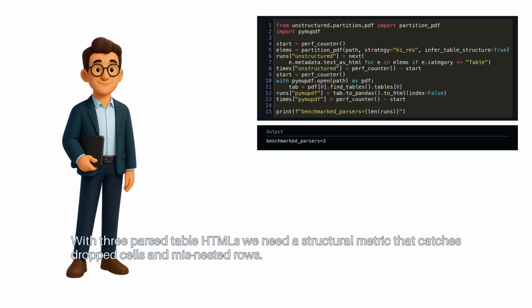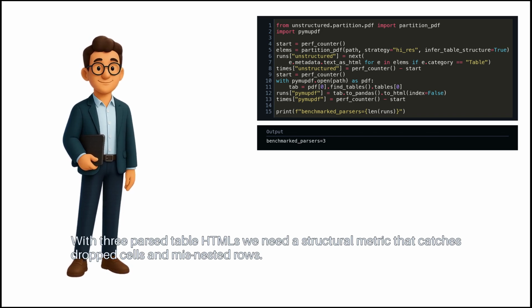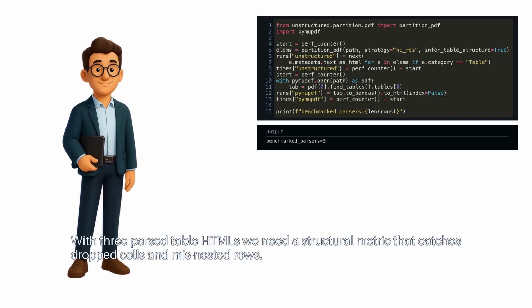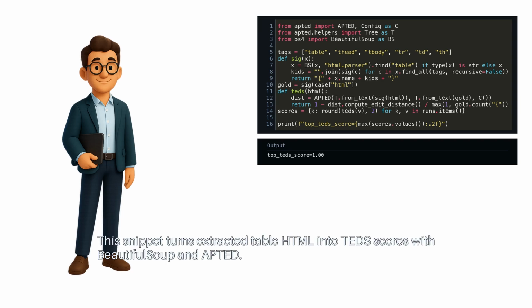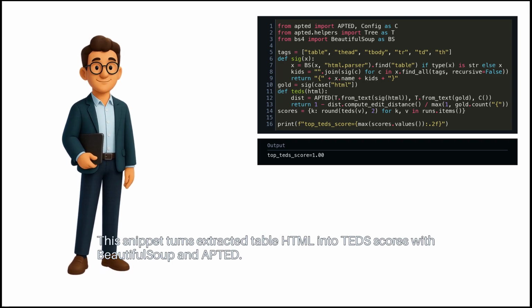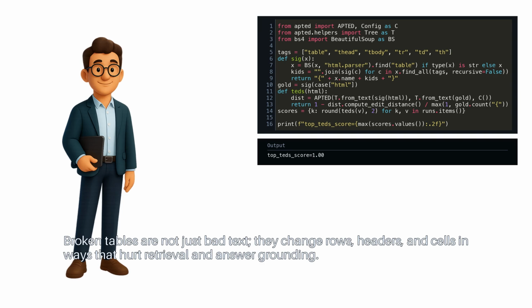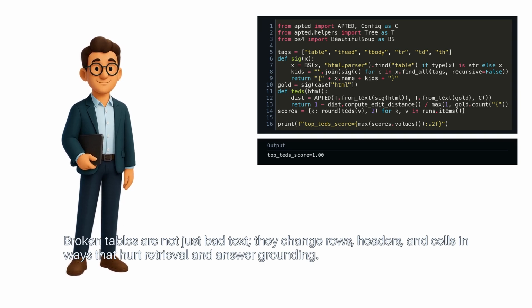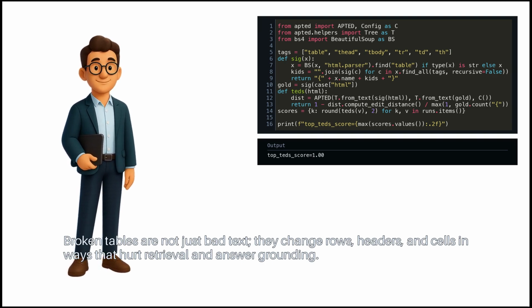With 3 parsed table HTMLs, we need a structural metric that catches dropped cells and misnested rows. This snippet turns extracted table HTML into TED scores with BeautifulSoup and APTED. Broken tables are not just bad text. They change rows, headers, and cells in ways that hurt retrieval and answer grounding.